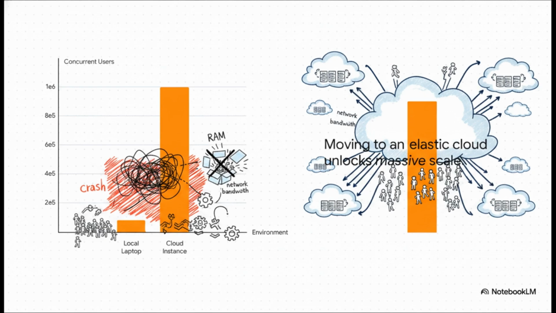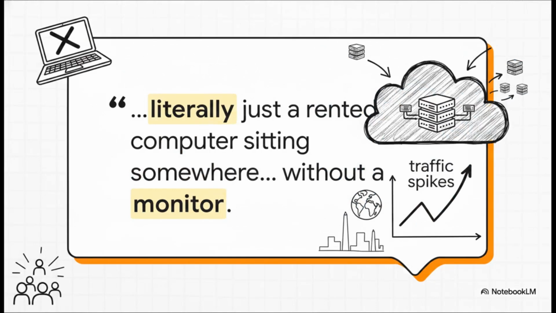To actually survive a traffic spike like that, you have to move from your local fixed hardware up to a distributed, elastic cloud environment, which can handle well over 1 million concurrent users seamlessly. So, instead of relying on your physical laptop, you deploy your backend using a service like an Amazon Web Services EC2 instance.